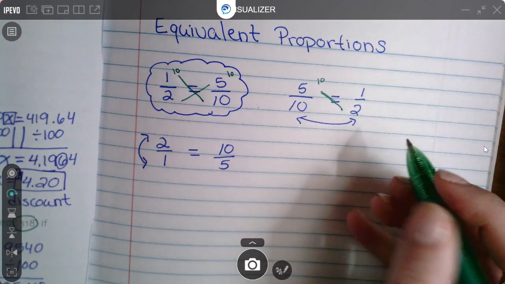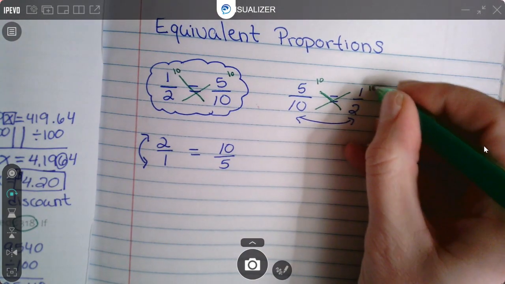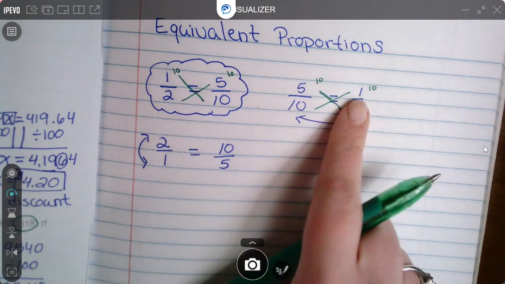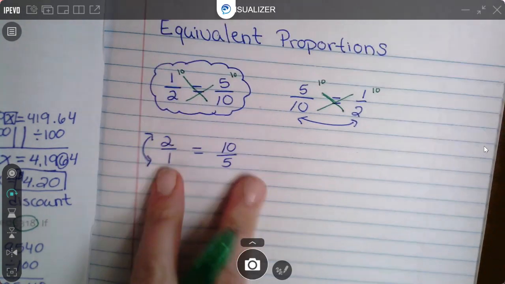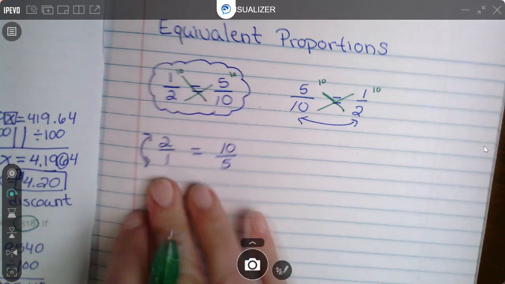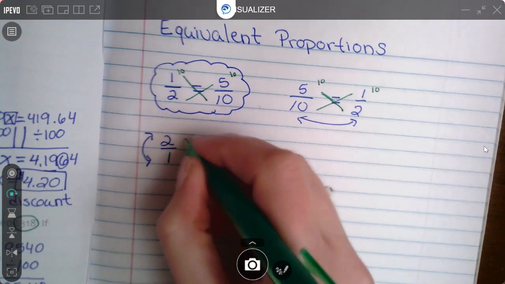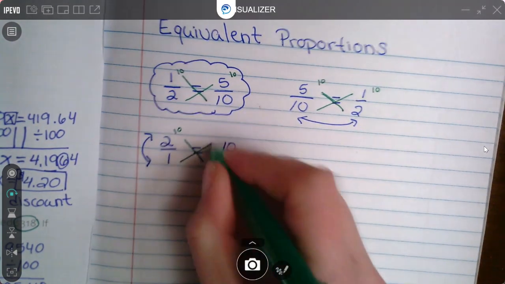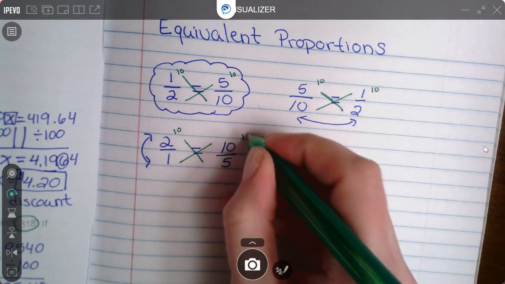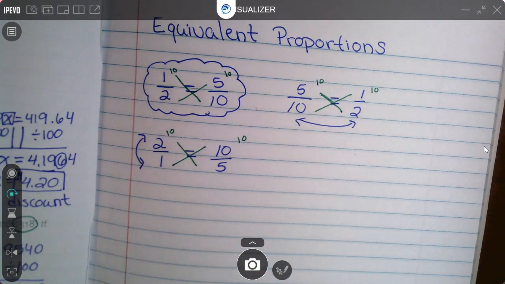And if I were to take the 10 and multiply it times 1, that would give me 10. So I get 10 equals 10. My cross products are the same. Now, even though I have flipped this proportion completely upside down, my cross product should be the same. So if I multiply 5 times 2, I get 10. And 1 times 10, I get 10. All right, so I know I've correctly moved everything around. If you move the numbers around and you don't get the same cross products, you made a mistake.